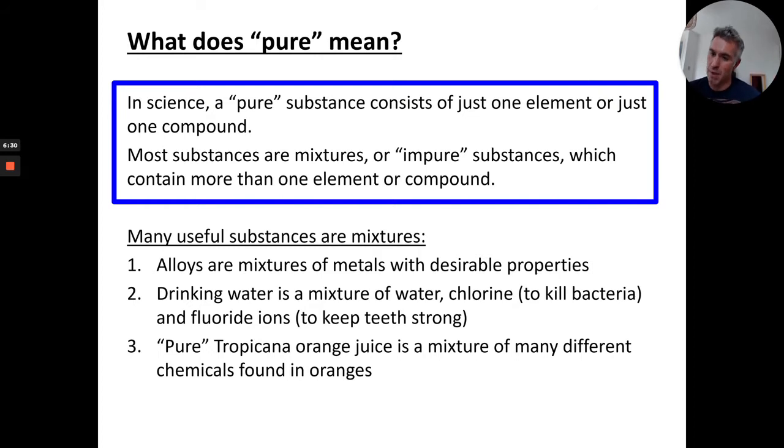They're better than their normal or classical elements. Drinking water is a mixture of water and chlorine to kill bacteria and fluoride ions to keep your teeth strong. If they weren't in it, you would probably get diseases. And pure Tropicana orange juice is a mixture of many different chemicals found in oranges. Pure does not mean better. Pure just means one compound or one element.